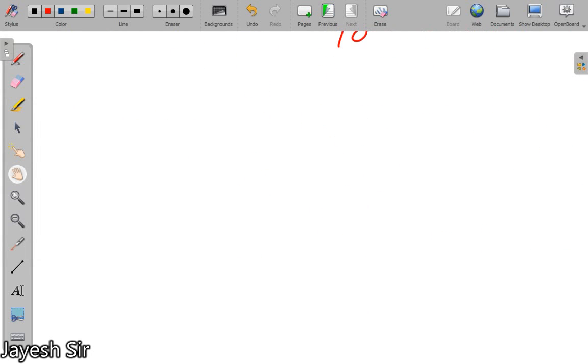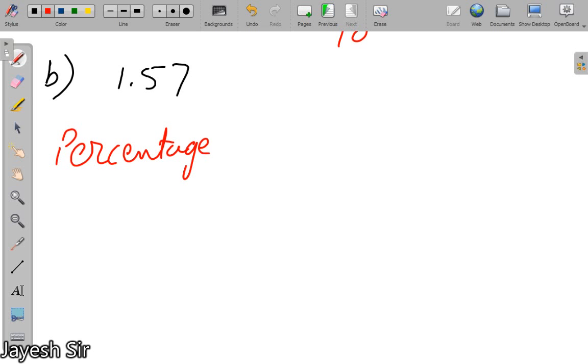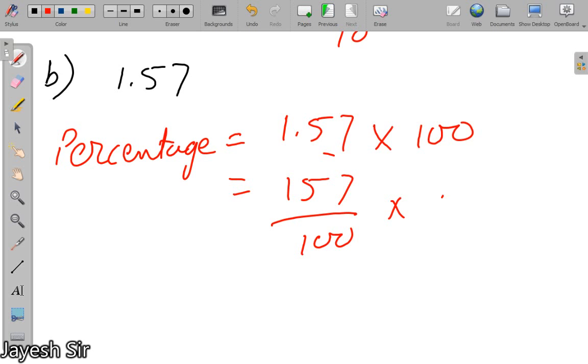In the same manner, let's do its B part. B part is 1.57. So in percentage, it will be 1.57 into 100. That will be 157 upon 100 into 100. That will be 157%. Easy.